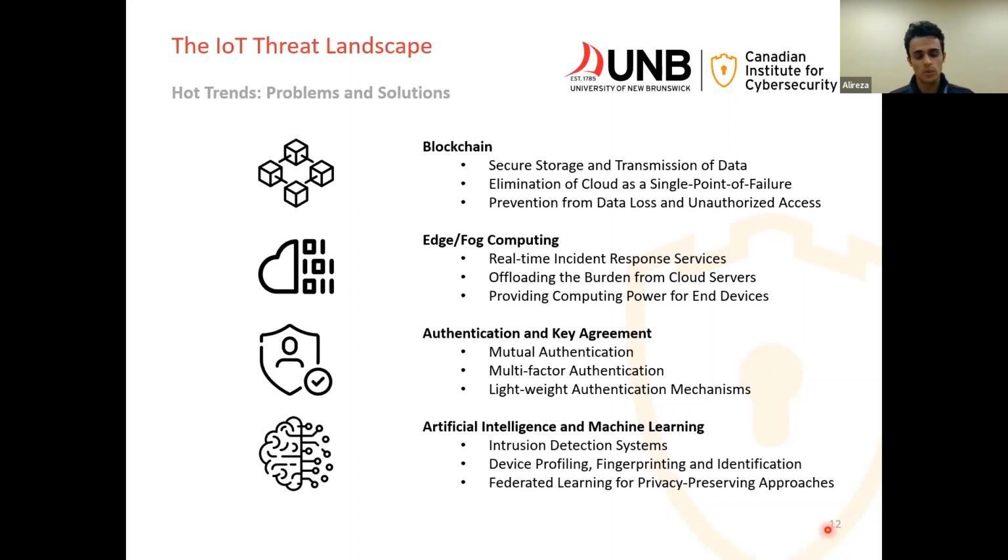computation, where we distribute our processing power throughout the network to offload the burden from the cloud servers. We could do real-time incident response services because they're way closer to the edge of the network, to the very end devices. And we can provide computing power for end devices to enable them to perform more secure encryption algorithms and security practices.